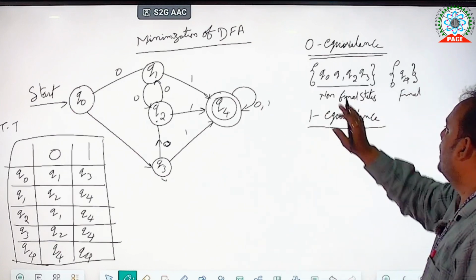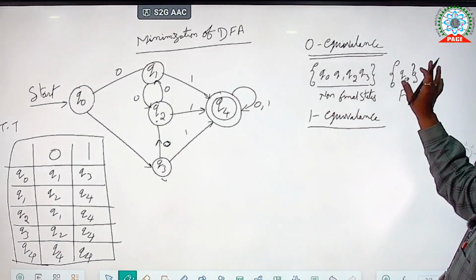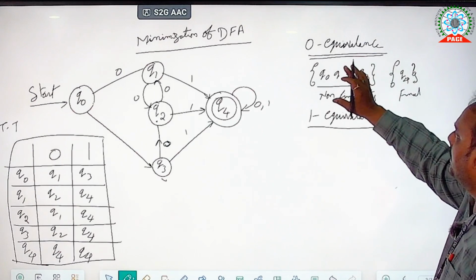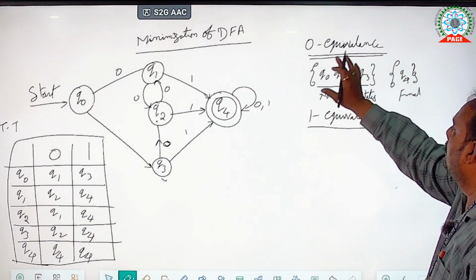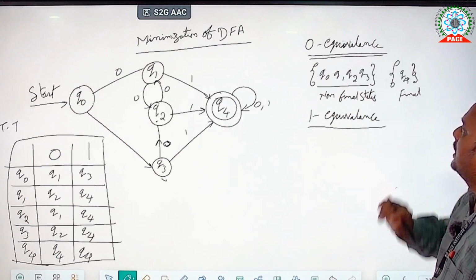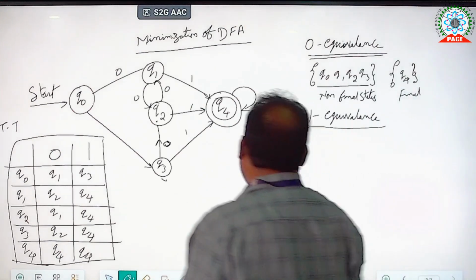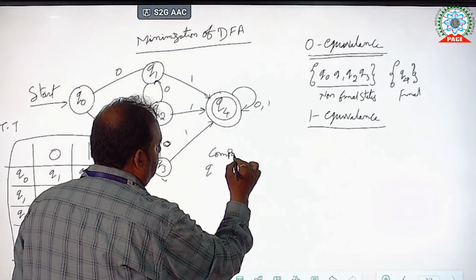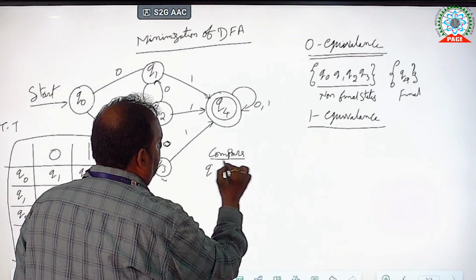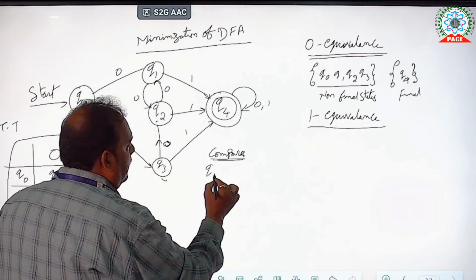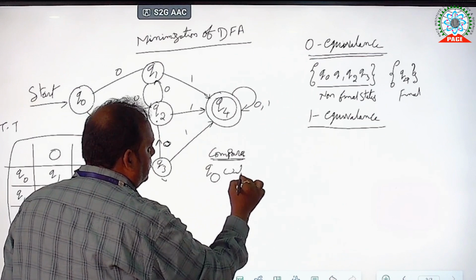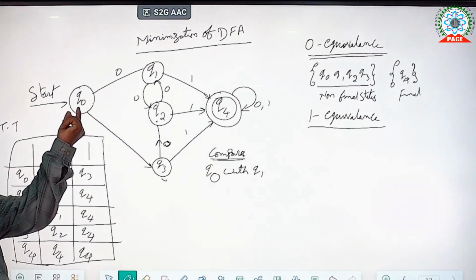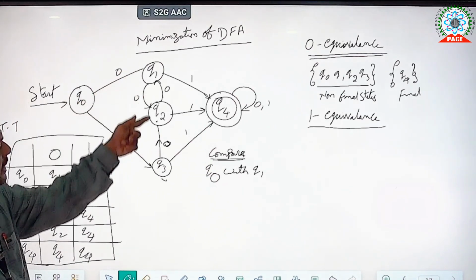In the 0 equivalence we take the non-final states and the final states. Here there is only one final state, so this one cannot be simplified. But the 4 non-final states can be simplified. For the simplification, I am writing a comparison. Compare the starting state, Q naught, with Q1. The first starting state can be compared with the remaining states.